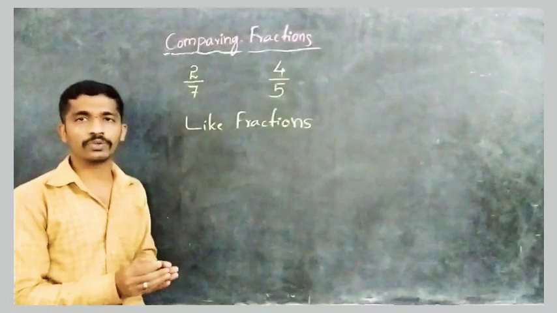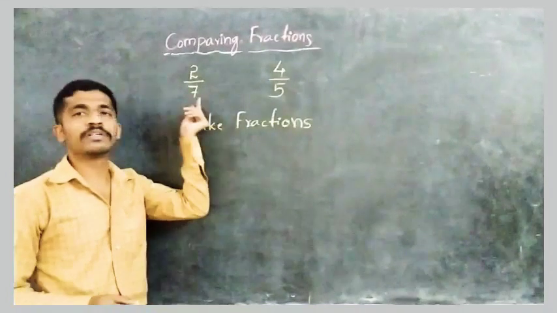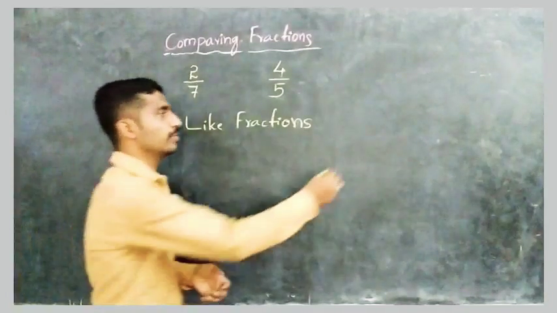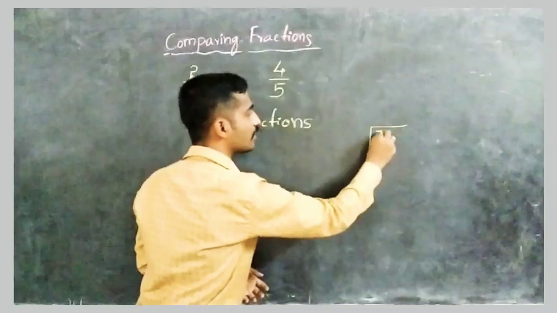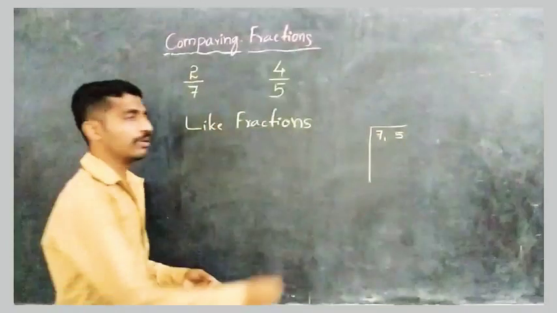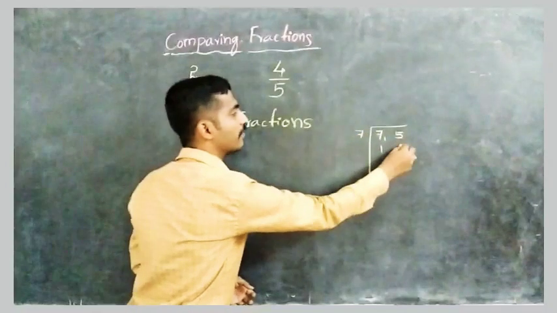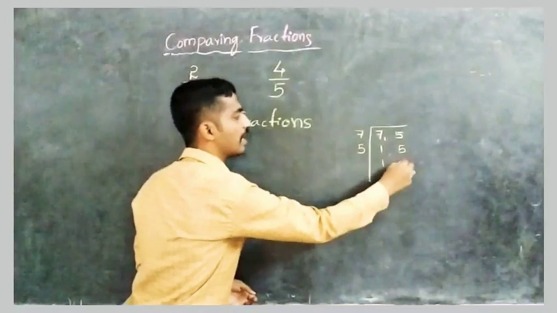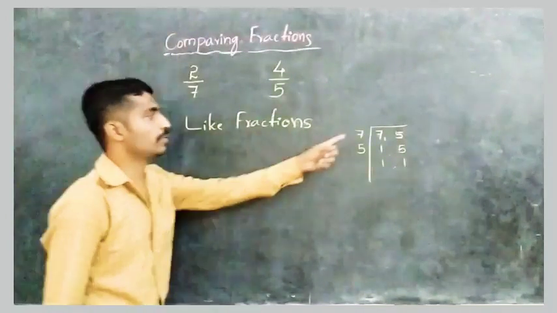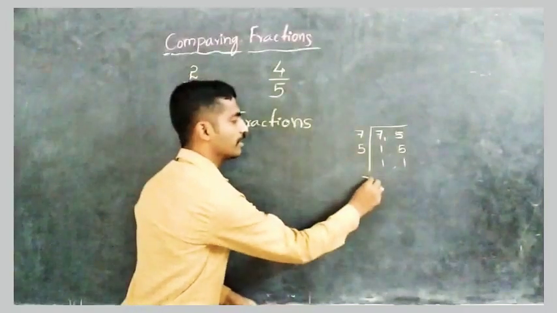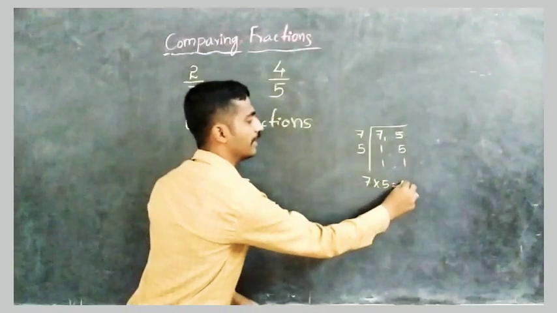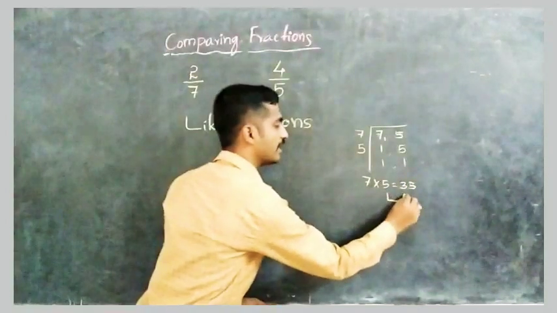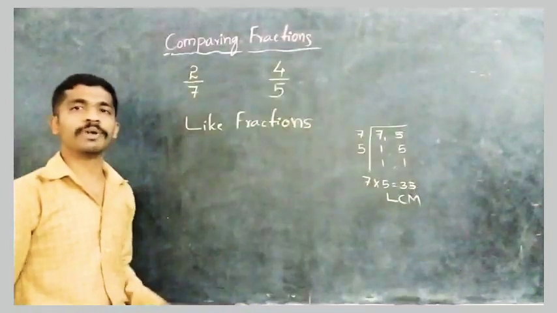We have to take the LCM of 7 and 5. So what is the LCM of 7 and 5? We do it with the long division method. 7 and 5. 7 ones are 7, and 5 is not dividing, so keep it like that only. Again 5 ones are 5. So 7 5s are how much? 7 into 5, here we are getting 35. So 35 is our LCM, the least common multiple.